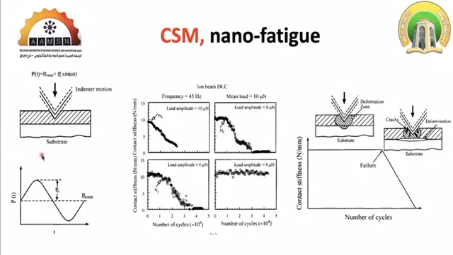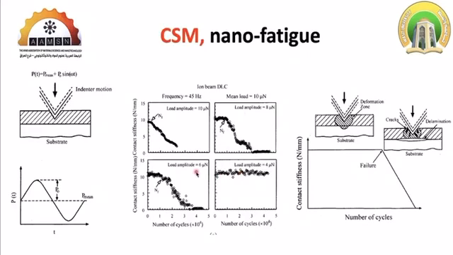So what we are doing here, we are raising the load to a particular mean load, and starting to oscillate the indenter with different frequencies, depending on our application. So, for example, here we are testing a material at a load amplitude of 4 micronewton, and we found that after infinite time there is no failure for the material.